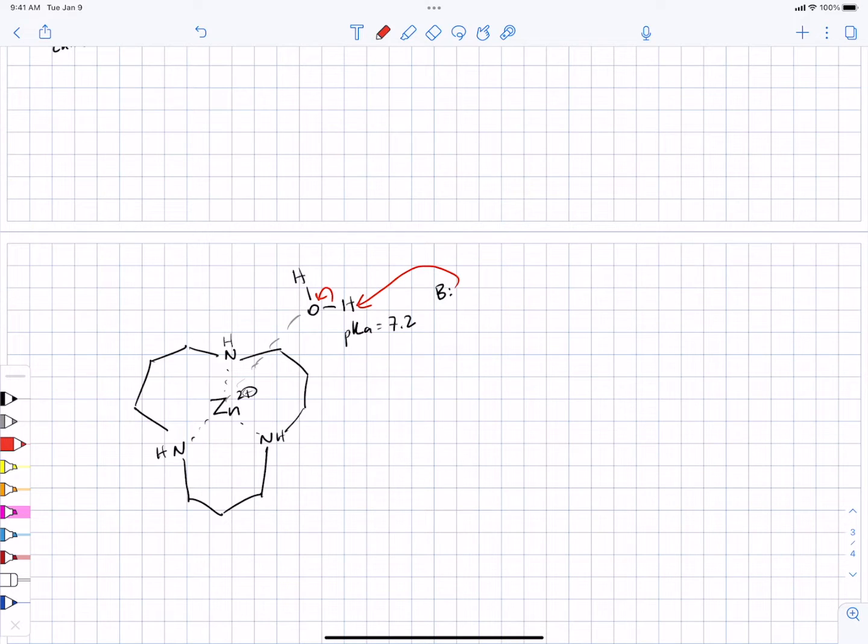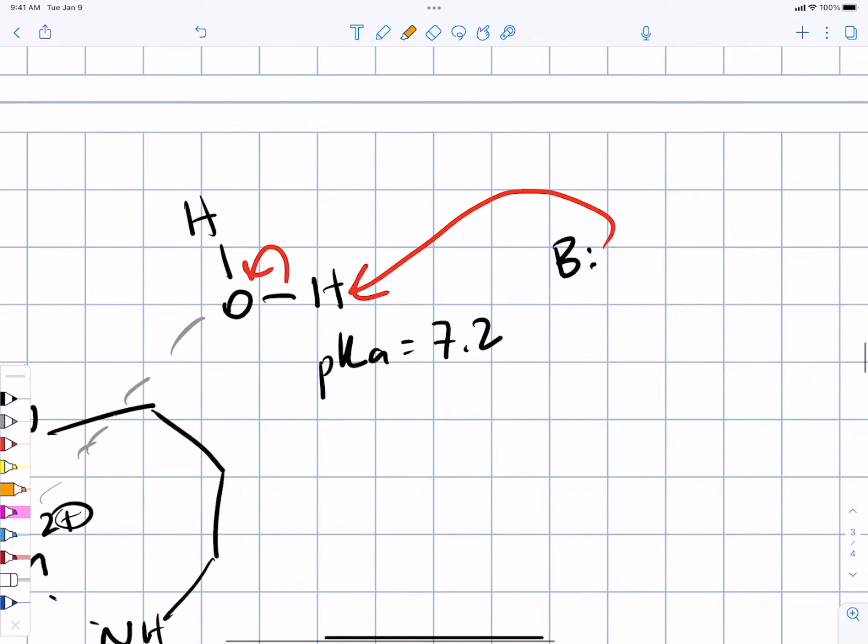Which was the pKa? That would be the pKa for this proton. Now normally the pKa for water is like 16, right? So this is a dramatic lowering in the pKa, and that means you've got access to more hydroxide at physiological pH than you normally would.